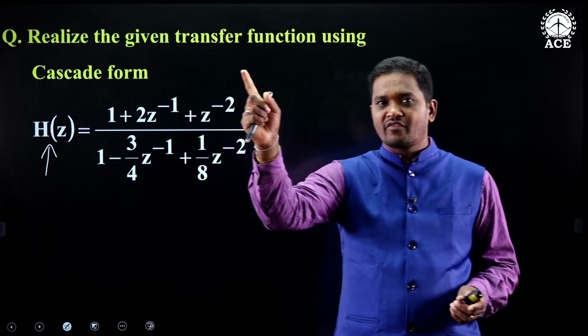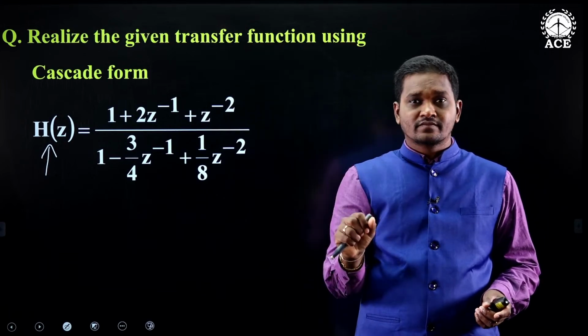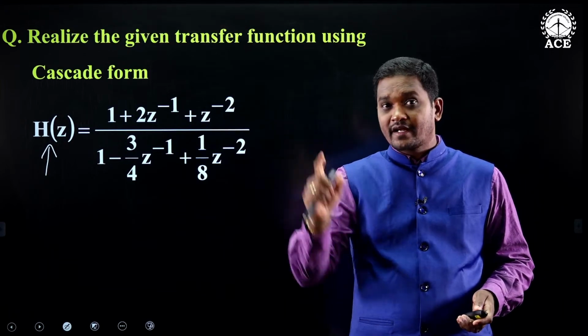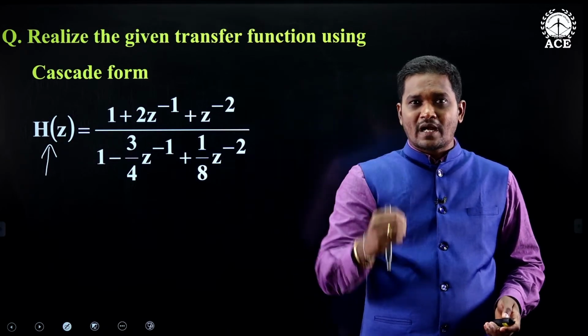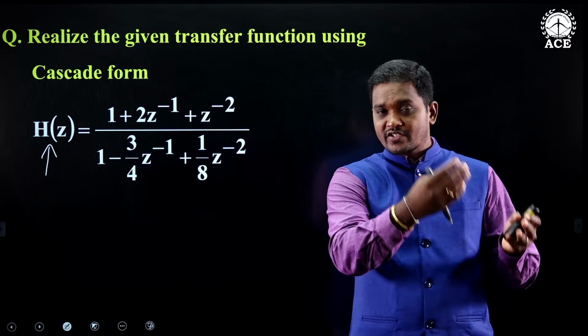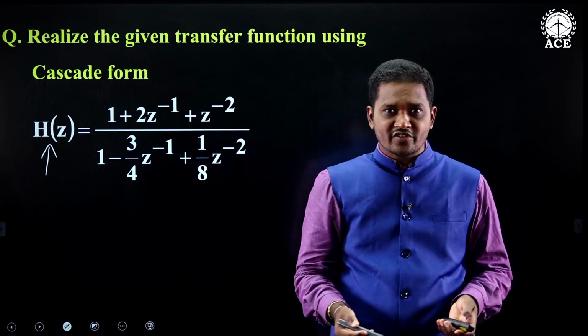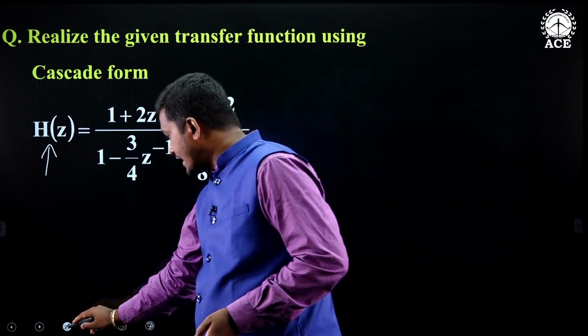For direct form 1, what we need, tell me? Difference equation. For direct form 2, what we need, tell me? Transfer function. Cascade form also, we need transfer function. Suppose in the problem, if they give a difference equation, first you convert the difference equation to transfer function. Here the transfer function is readily available.